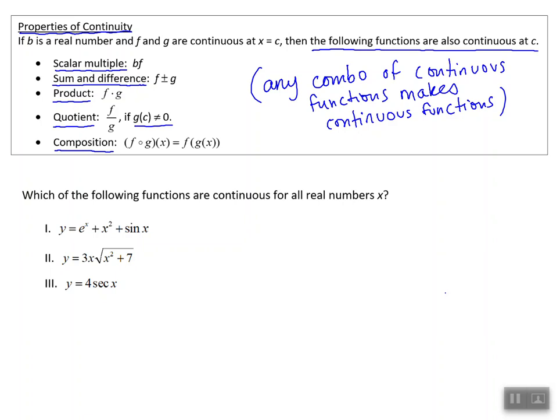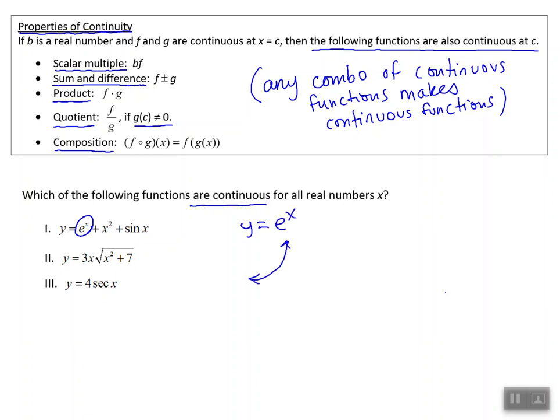So just quickly to look at an example of that: which of the following functions are continuous for all real numbers x? That's all we have to determine. Well, I don't know about you, but this function right here, I don't know what that looks like, but I do know what the functions that make it look like. y equals e to the x. We know what that looks like.